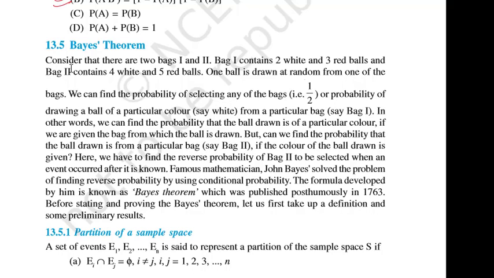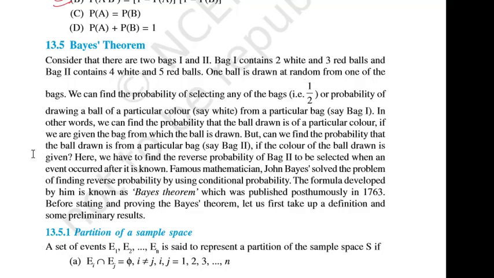Here we have a problem, and by that we will understand what we will find using Bayes' theorem. Consider that there are two bags, 1 and 2. Bag 1 contains 2 white balls and 3 red balls, and bag 2 contains 4 white balls and 5 red balls. One ball is drawn at random from one of the bags. We can find the probability of selecting either bag, or the probability of drawing a ball of a particular color from a particular bag. In other words, we can find the probability that the ball drawn is of a particular color if we are given the bag from which it is drawn.